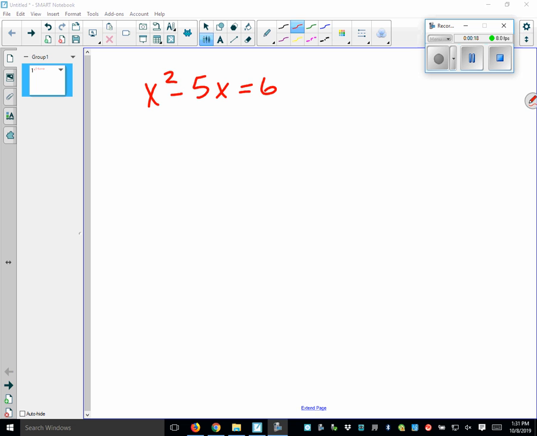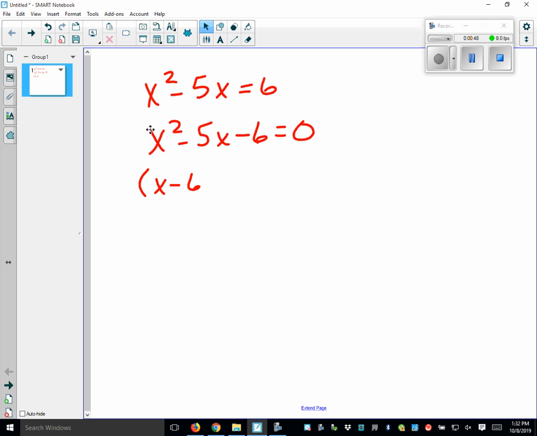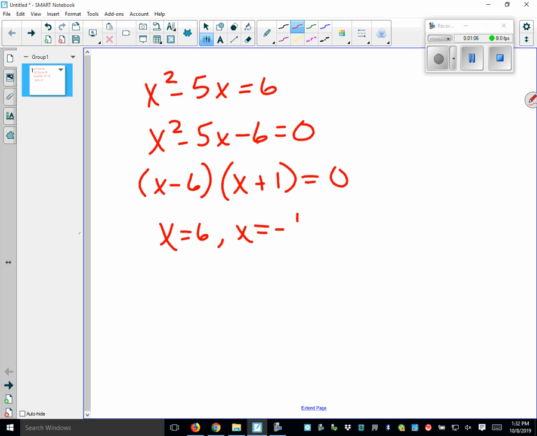All right. The directions for this say solve using the zero product property. All right? Which means I set it equal to 0, which gives me this, doesn't it? I factor the left. How does it factor? X minus 6, x plus 1, and I set each of my parentheses equal to 0, so x equals 6, x equals negative 1. That's what we did first.